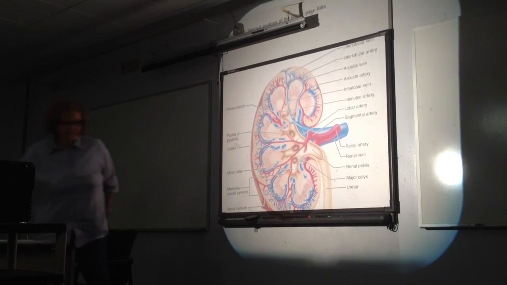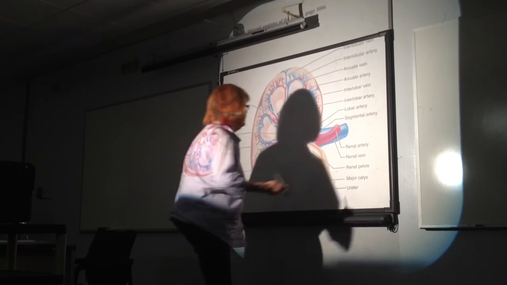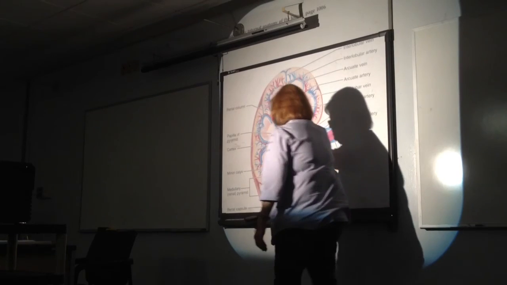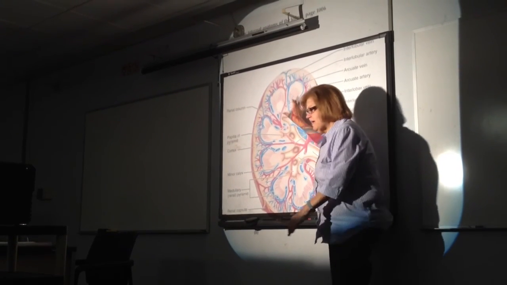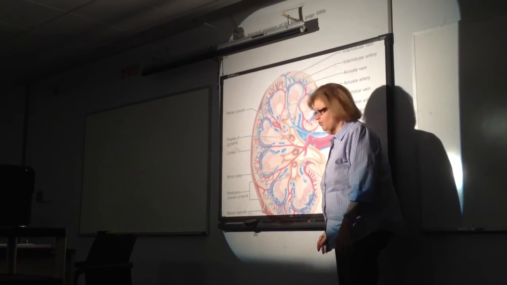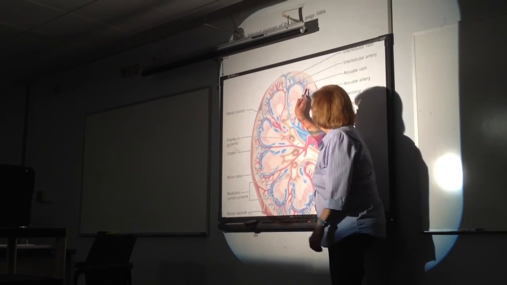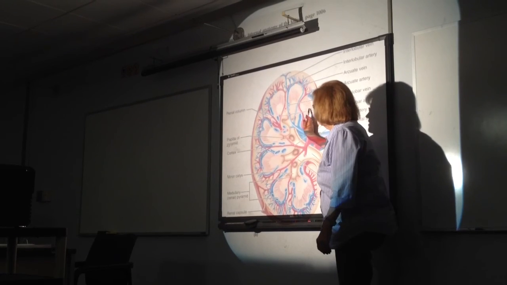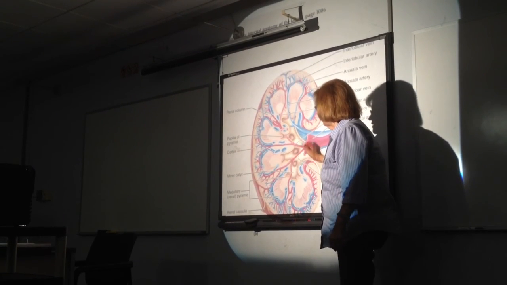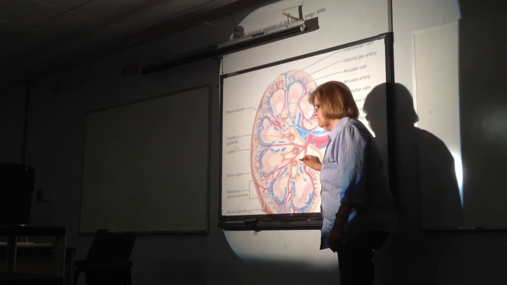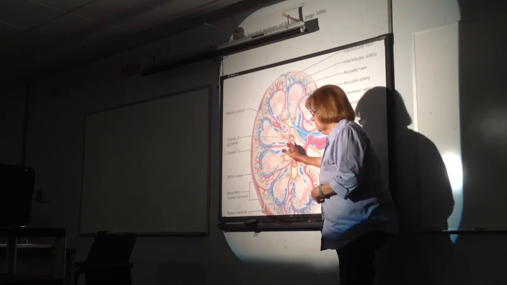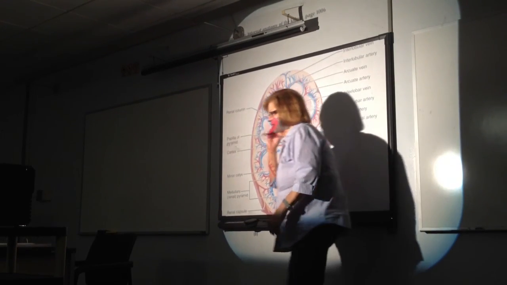So remember that the pyramids, which look like these fans, they call them cones, are sitting in a space called the medulla. We can't hold the medulla in our hand. Again, basically we have the cortex, which is the outer part, the medulla, which is in the middle, and then we have the pelvis. All the other structures come in and out of these three areas.